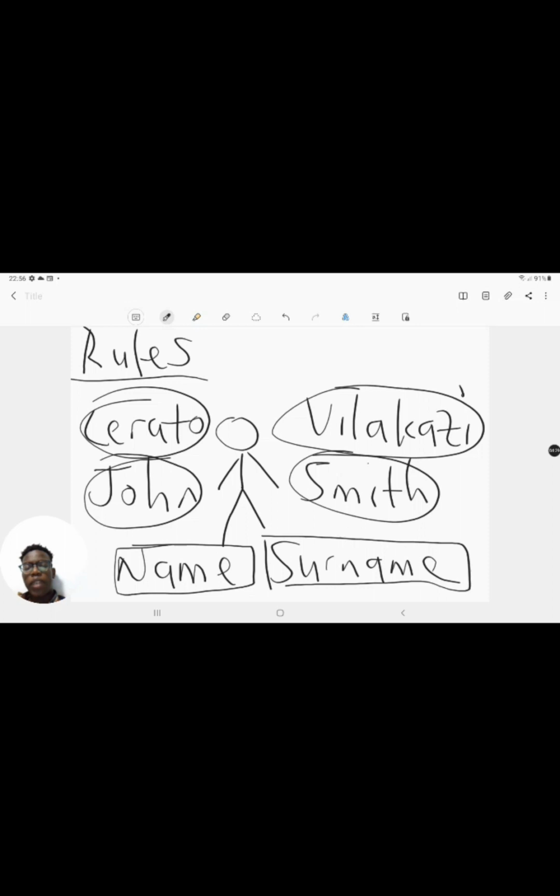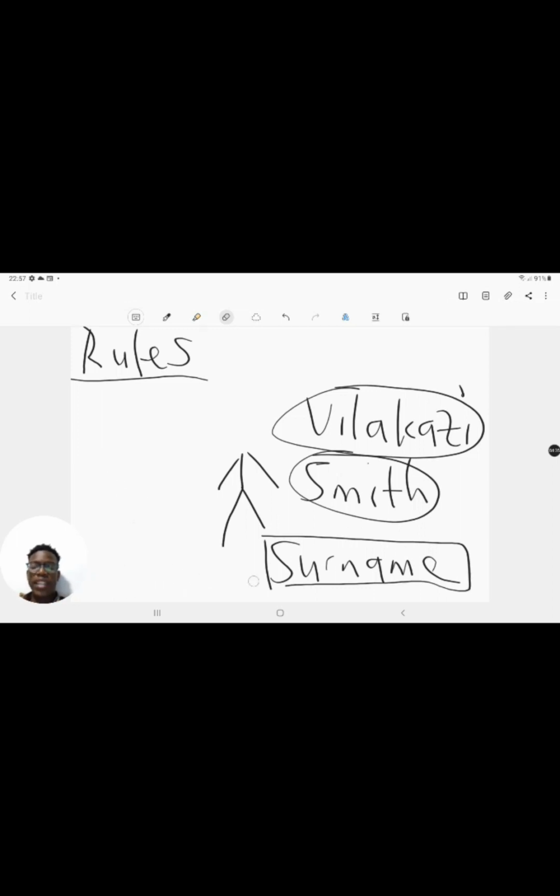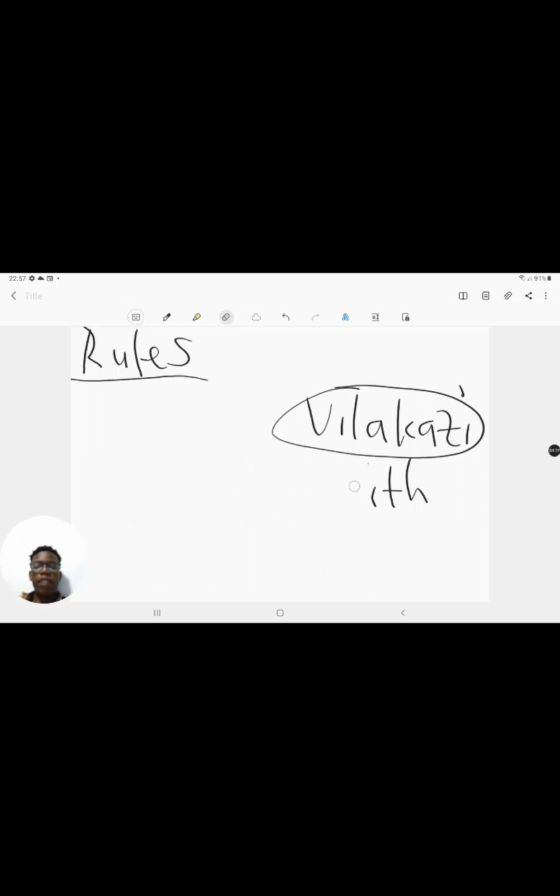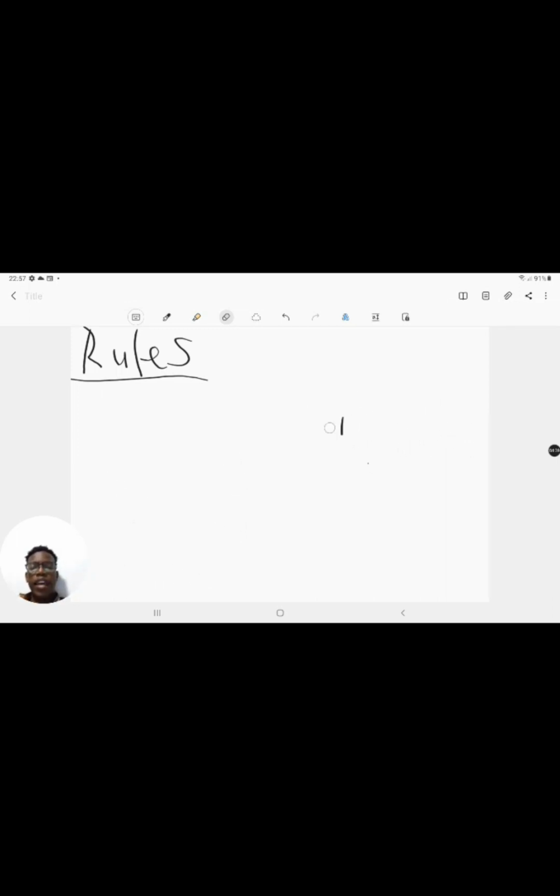Okay, so it's basically the same with our organic compounds. Our organic compounds have what I will refer to as names and surnames. So the fancy word for the names, I'm just going to say names here. And then I'm going to have surnames here.